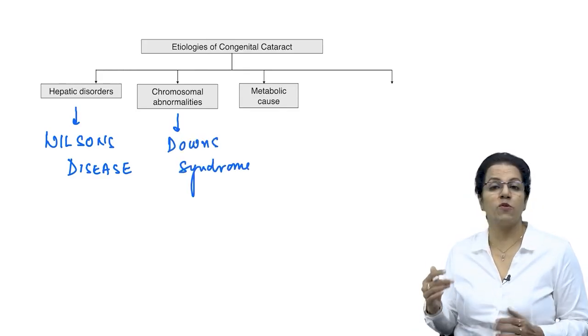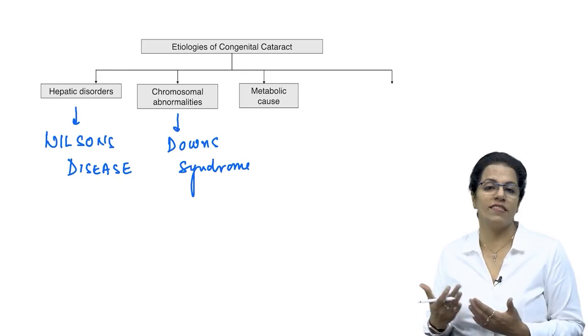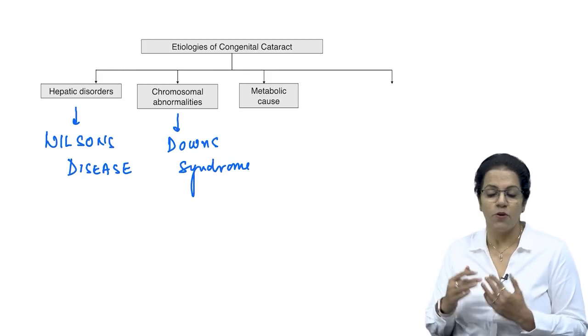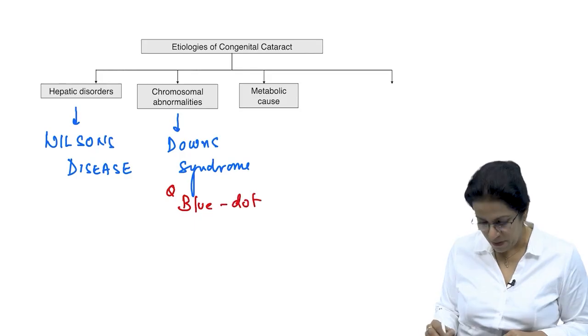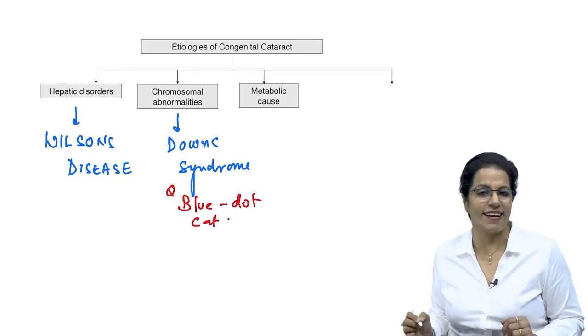In chromosomal abnormalities, you can learn Down syndrome. So, this is an exam question. What type of congenital cataract happens in Down syndrome? And we answer blue dot cataract if you want to know this. So, what type of cataract? It is blue dot cataract. We'll talk about it and have a look at the different types of congenital cataract.